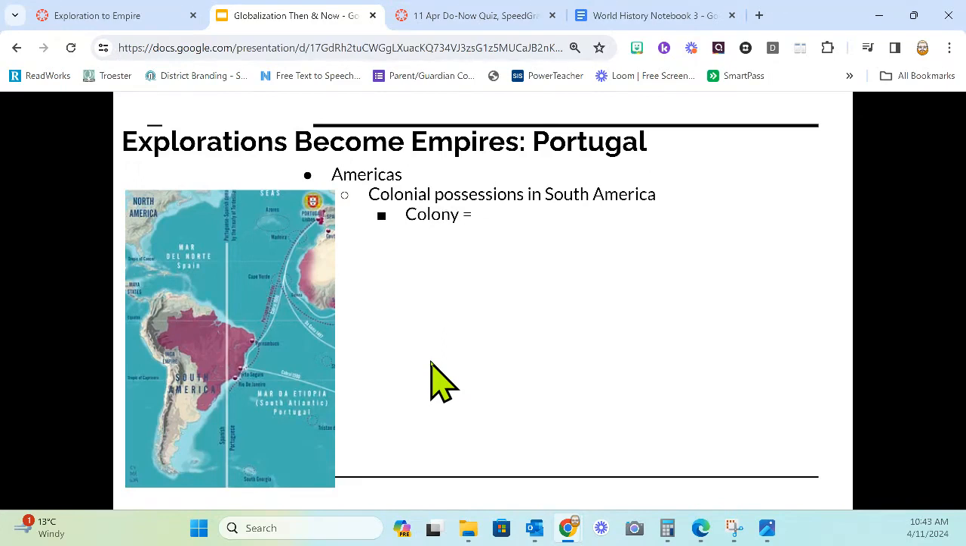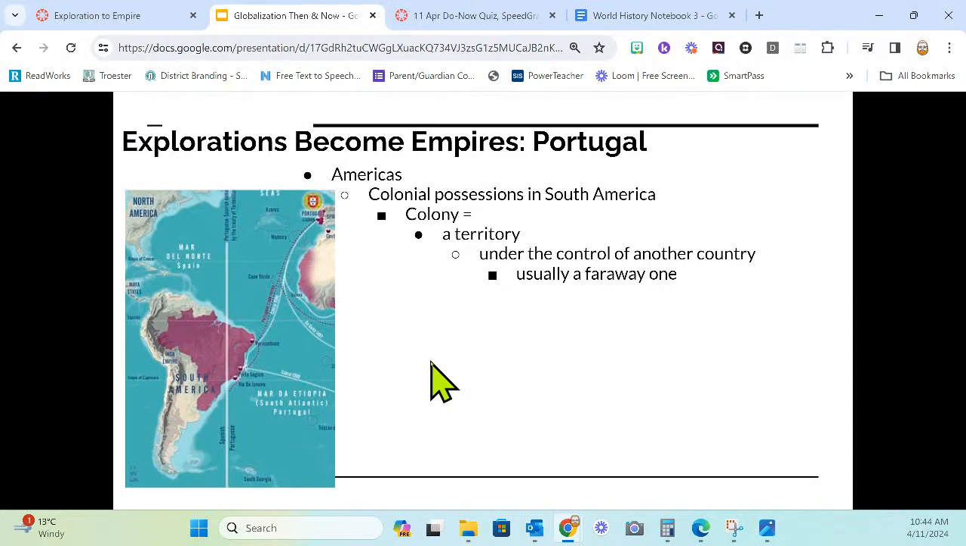So we defined empires, and empires are made up of colonies. Colonies are a territory, a chunk of land, often the chunk of land that comes along with some coastline and some ocean, that is controlled by another country, but not part of that country. And Brazil is not considered a province of Portugal, just like the American colonies were not considered provinces of Britain. Right? We were colonies.